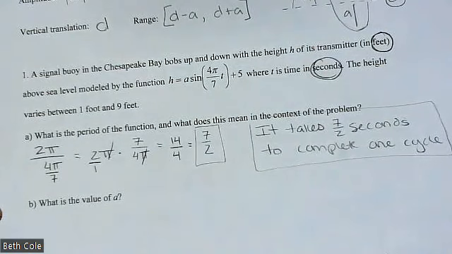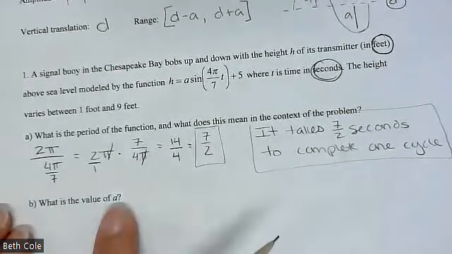So that's how long it takes for the buoy. I love saying that word, buoy. That's how long it takes for it to go up, go down, and come back to center. What would 7/2 be as a decimal? Do you know how much that is? 3.5. So it takes 3.5 seconds for it to go up, go down, and come back to the center. We all together there? What's going on?